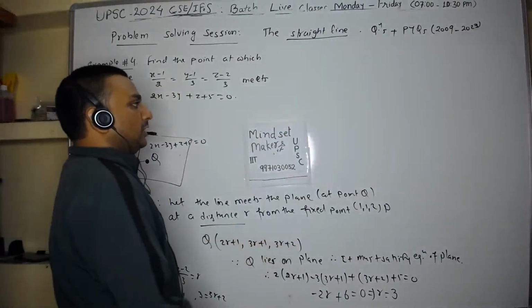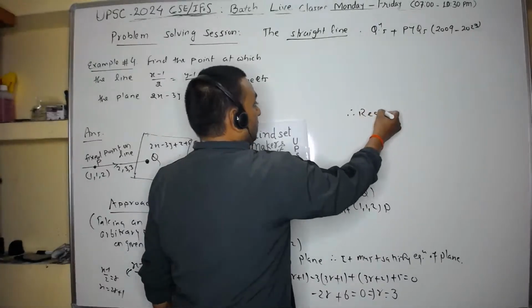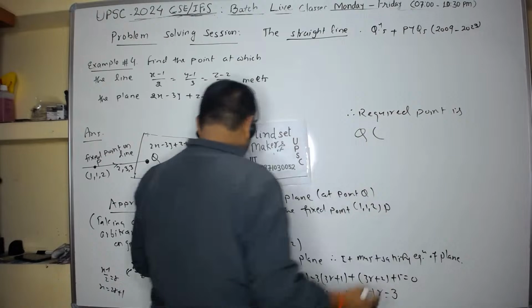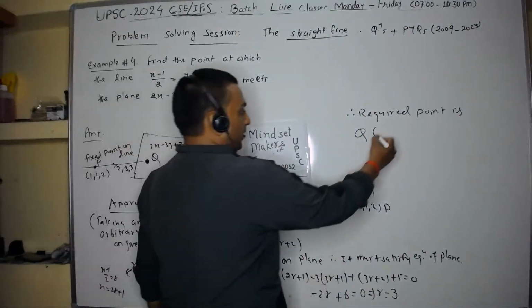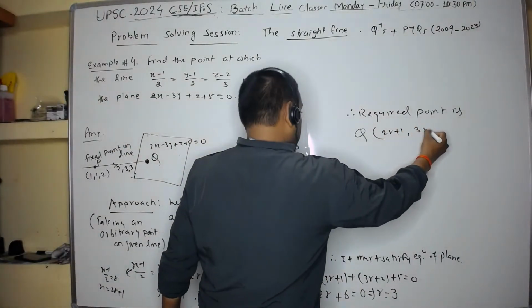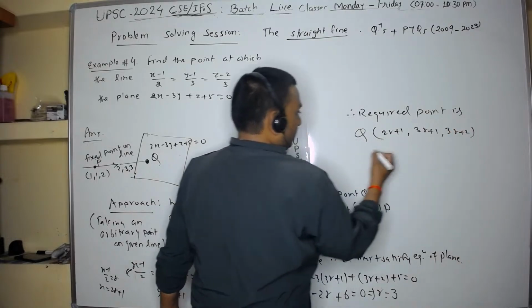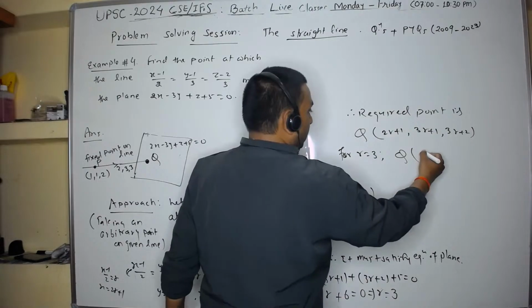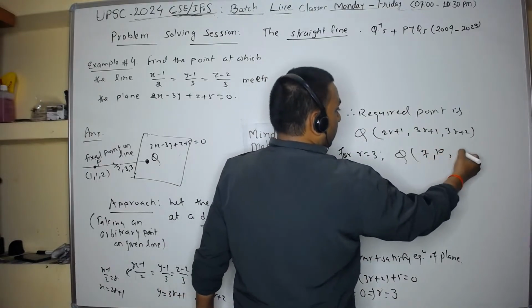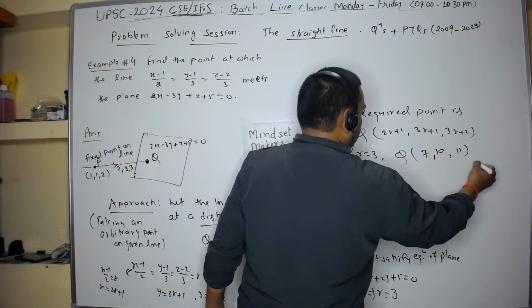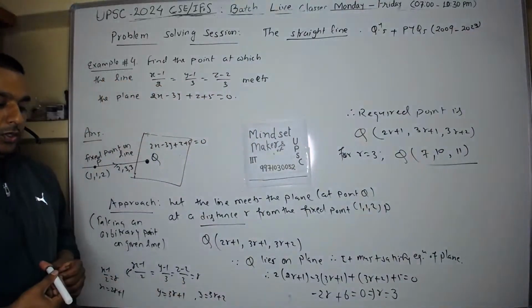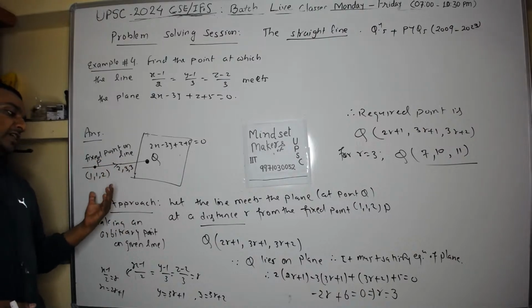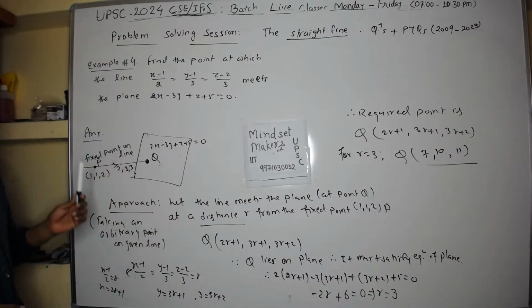So if the value of r is 3, the required point q, which was 2r plus 1, 3r plus 1, 3r plus 2, for r equals 3 will be 7, 10, 11. That is your answer. This is how we solve these easy questions, but through these questions we can revise our concepts well. Please note down.